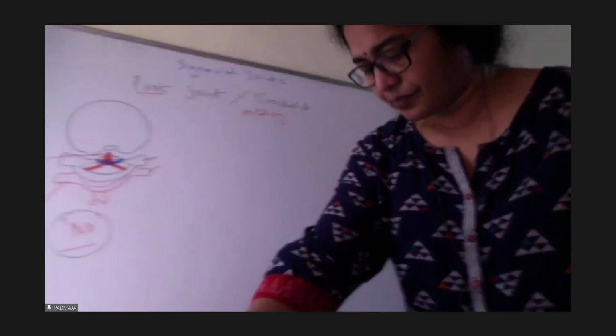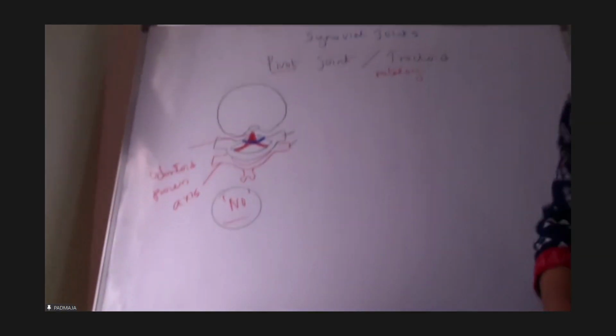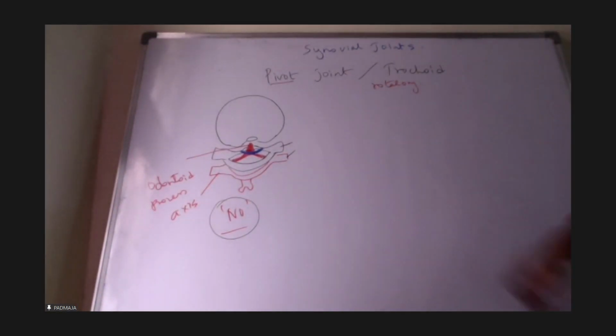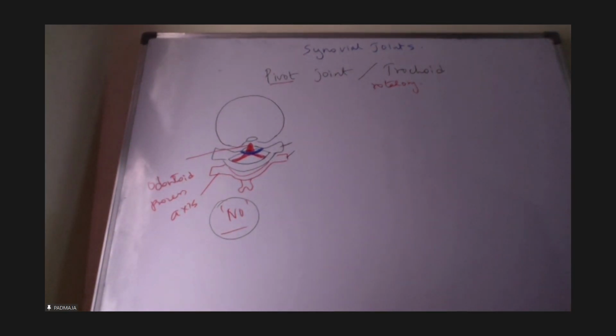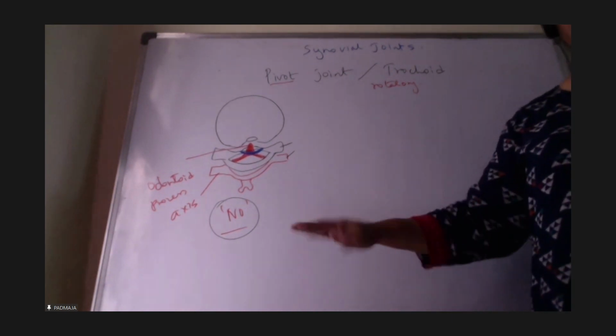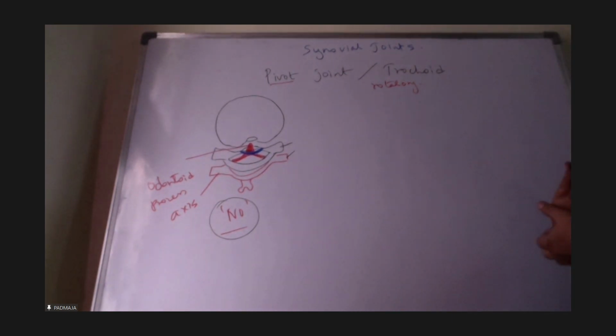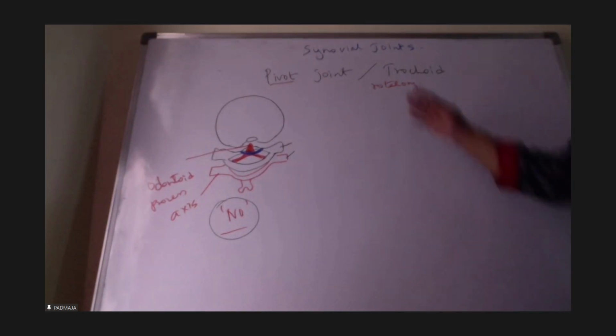Write down: radio-ulnar joint allows rotation of forearm at the elbow, to move your hand side to side. Important. So draw the diagram.